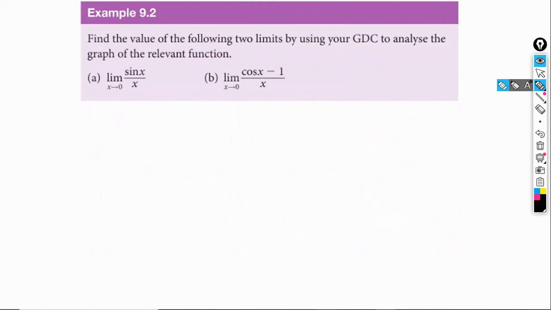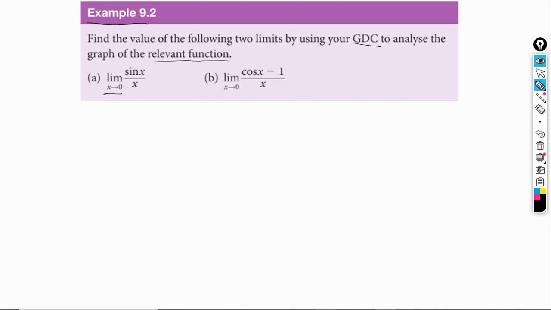All right, so next we are on example 9.2, and here they ask us to find the value of the following two limits by using your graphing display calculator to analyze the graph of the relevant function. All right, so the function is sine of x over x. Here they're asking for the limit as x approaches 0. So notice that in this case, it's not the limit as x approaches infinity.